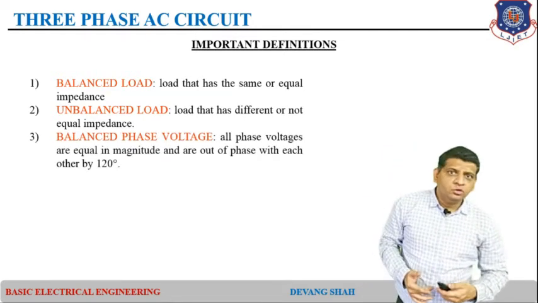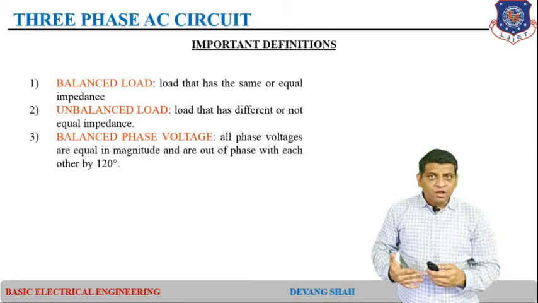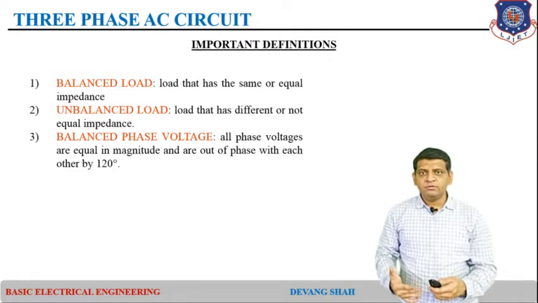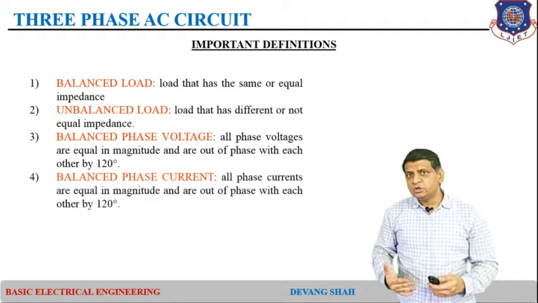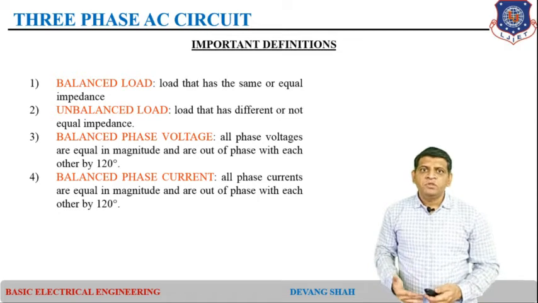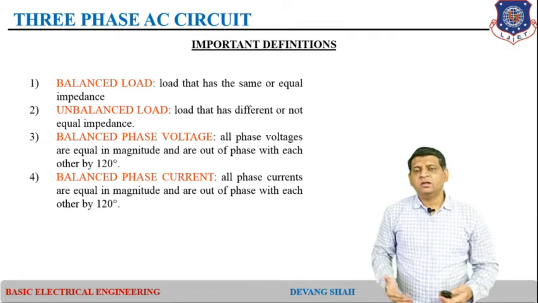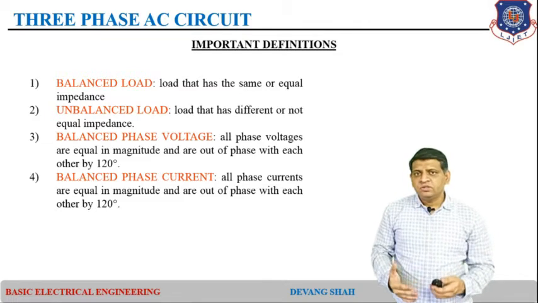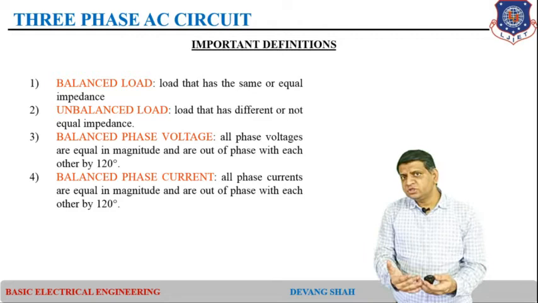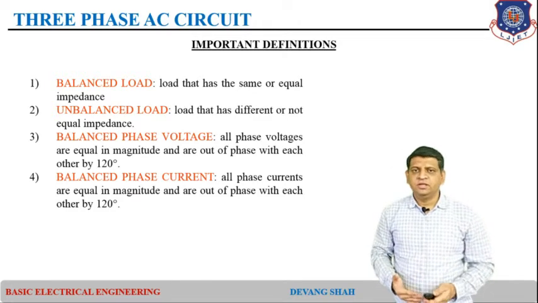Likewise, we learn about balanced phase voltage, which means all the phase voltages are equal in magnitude and out of phase with each other by 120 degrees. Balanced load current means all phase currents are the same in magnitude and out of phase with each other by 120 degrees. So these are the common definitions of balanced load, balanced phase voltages and balanced phase currents.